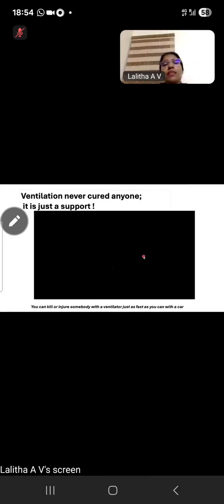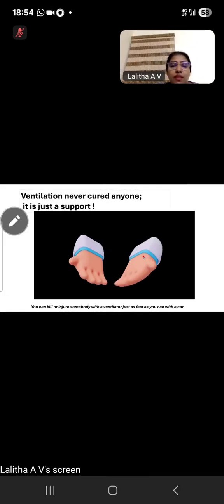And it is just a support. Remember, a ventilator is just a support. It is not a cure at all. You need to treat the underlying physiology. One has to have a good understanding of the basics of mechanical ventilation and what lung you are ventilating. Otherwise, it can be a disaster. So that is the end of my talk.